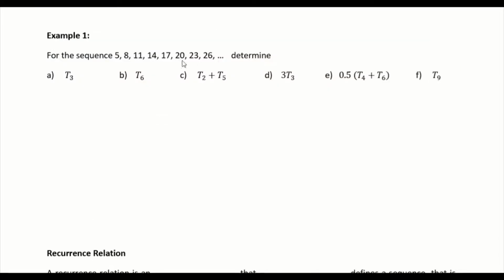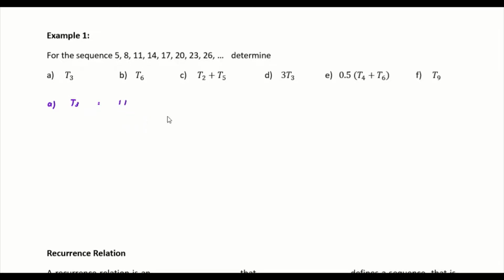Okay, for example 1. For the sequence 5, 8, 11, 14, 17, and so on, determine the following. Okay, so you realize this is a sequence. So how do you get each term? By adding 3 to the previous term. Am I right? Okay, so let's try to answer this very simple question. It's just for you to understand the idea that we discussed just now. So T3, remember T3 doesn't mean that the term is 3, it means the third term. So 1, 2, 3, the third term in this sequence is 11.